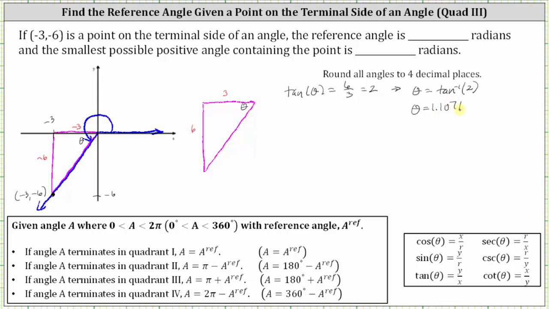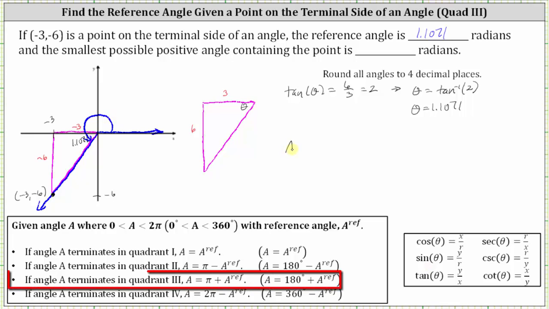Let's go ahead and record this above. Let's also record this on the coordinate plane. We now know angle theta is approximately 1.1071 radians. And that's because the smallest possible positive angle terminates in the third quadrant. If we call the angle we're looking for angle A, it must be equal to pi plus 1.1071 radians.